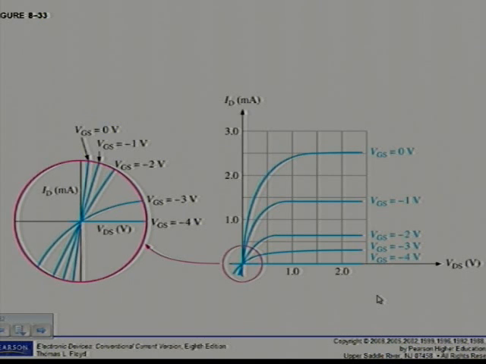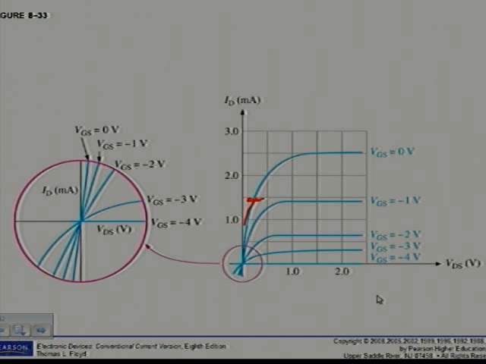So figure 8.33 shows the characteristic curve expanded at the origin. Notice that the ohmic region extends into the third quadrant. I can see here that the ohmic region actually extends up to here. Remember, up to below the knee of my characteristic curves.